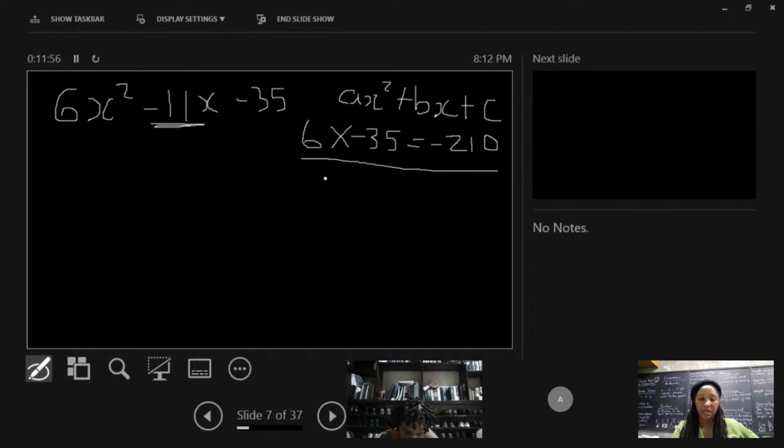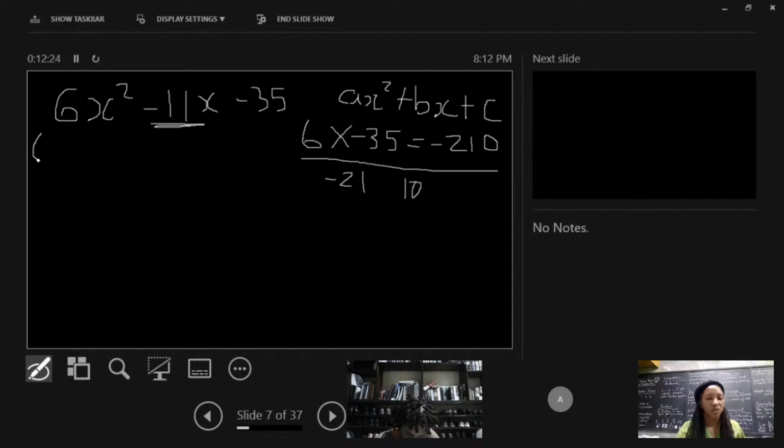So the two numbers that multiply to give negative 210 and add to give negative 11 would be negative 21 and positive 10. When you multiply them, you get negative 210. When you add them, you get negative 11. So the next step would be now to replace the negative 11x with negative 21x and positive 10x. So we're going to replace this.